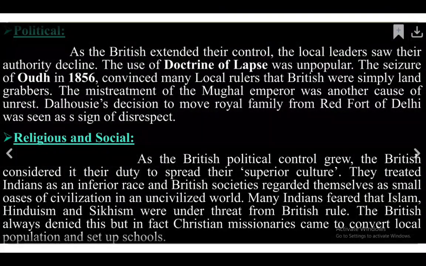If we talk about religious and social reasons, as the British political control grew, the British considered it their duty to spread their superior culture. They treated Indians as an inferior race, and British societies regarded themselves as small oases of civilization in an uncivilized world. Many Indians feared that Islam, Hinduism, and Sikhism were under threat from British rule. The British always denied this, but in fact, Christian missionaries came to convert the local population and set up schools.